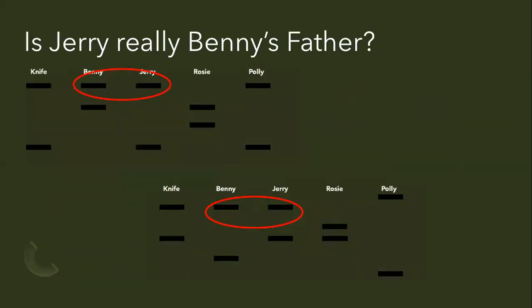The police ask you if we can be sure that Jerry is Benny's father. We know that children get half of their DNA from their mother and half from their father. With this being said, at the loci, Benny should share one band with his father. Circled in red are the two bands that Benny shares with Jerry at each of the loci. We can conclude that Benny is Jerry's son.